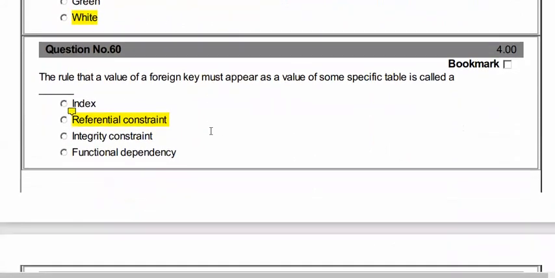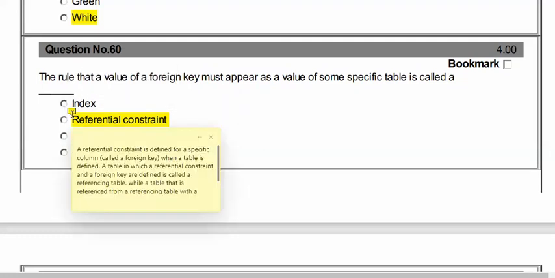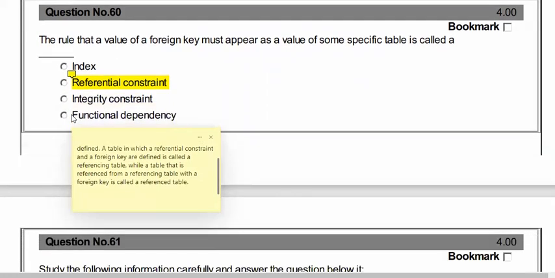The rule that a value of a foreign key must appear as the value of some specific table is called as dash. Option B is right, relational referential constraint. A referential constraint is defined for a specific column called foreign key when a table is defined. A table in which referential constraint and a foreign key are defined is called a referencing table, while a table that is referenced by a referencing table with a foreign key is called a referenced table.